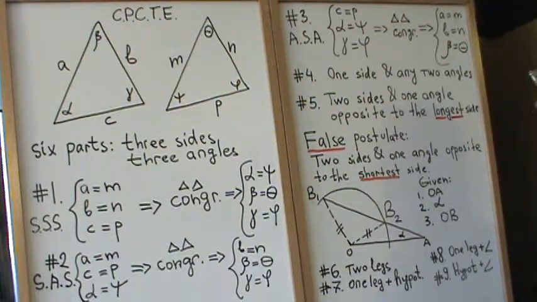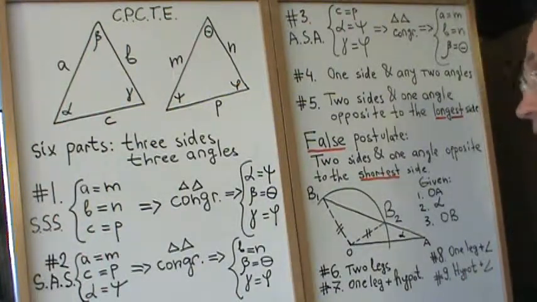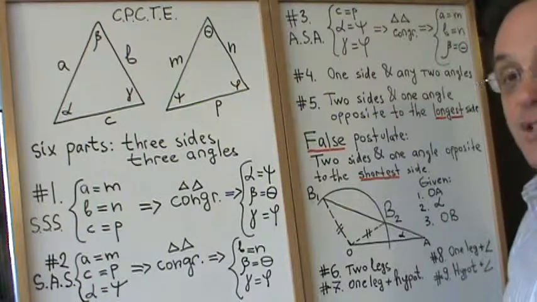Hypotenuse of one triangle and one acute angle of that first triangle, and hypotenuse of another plus one acute angle of another triangle, if they are equal, then those right triangles are congruent.